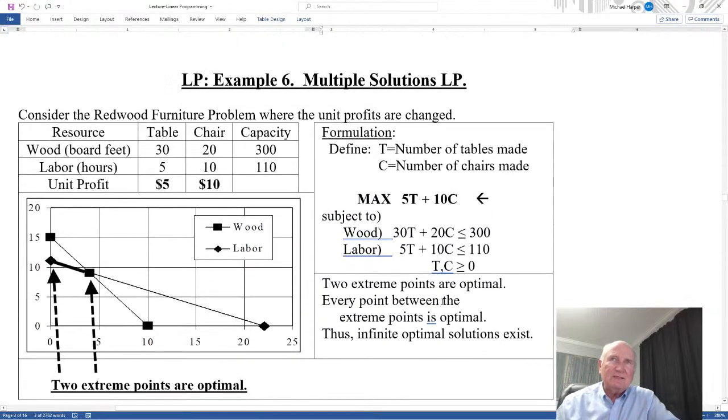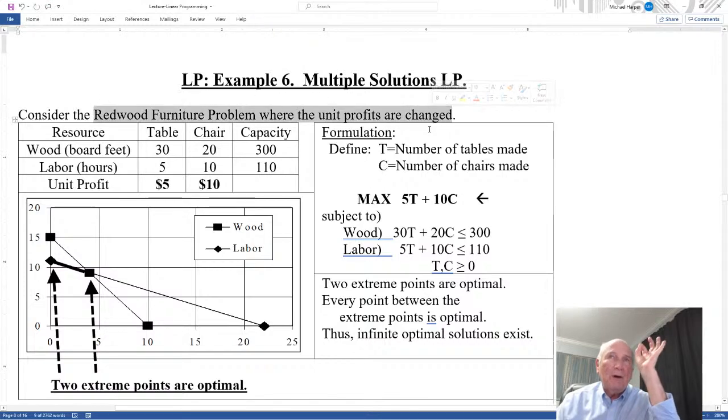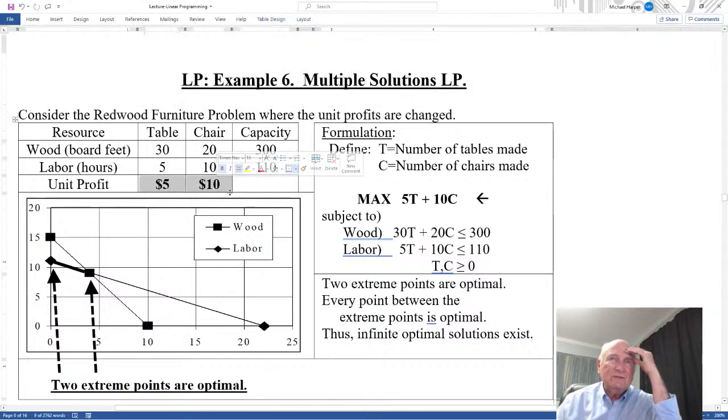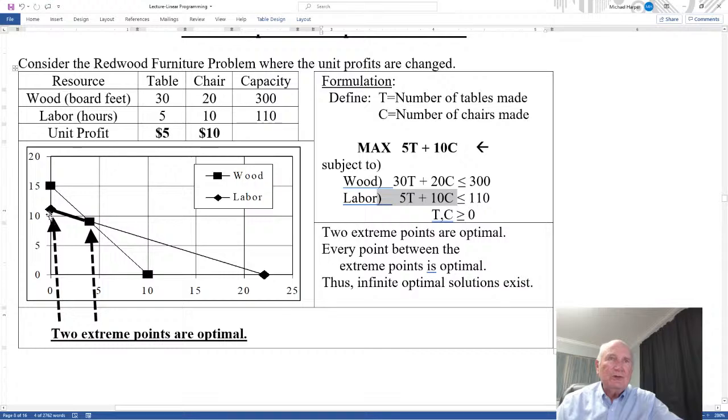Now, the third special case is multiple solutions. This is interesting. This is important. I'm going back to the redwood furniture problem, but I changed my unit profits. It was 6 and 8. I've changed it to 5 and 10. The reason I changed it to 5 and 10 is those are the same numbers as the coefficients of my labor constraint. Notice that, 5, 5, 10, 10. Therefore, when I optimize this, I'm going to get 2 extreme points that are optimal. Both of these extreme points lie on the labor constraint. So that point is optimal and that point is optimal.